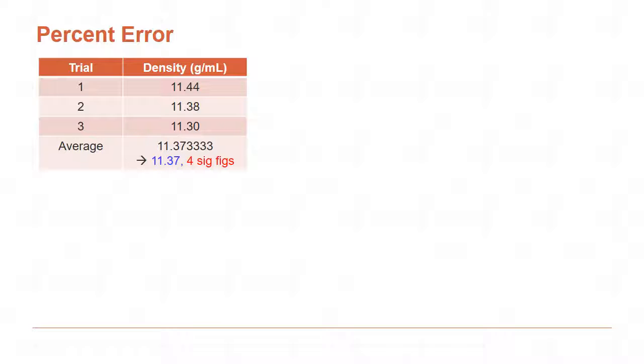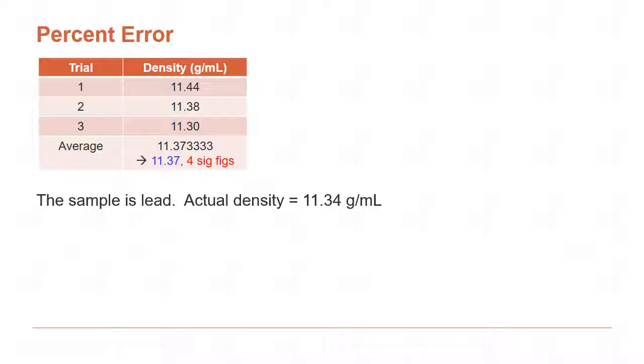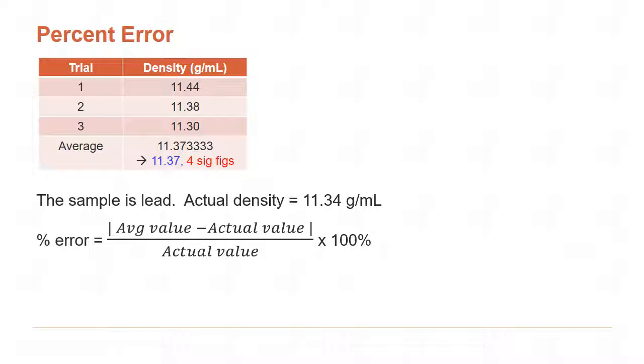Okay, let's do the percent error calculation for this same data set. I have my same 3 trials with the same average. Then I'll need to know the actual value to calculate the percent error. This set of measurements of density is for a sample of lead. The actual density of lead is 11.34 grams per milliliter. Let's then get my percent error formula. Percent error is the absolute value of the average minus the actual divided by the actual times 100%.